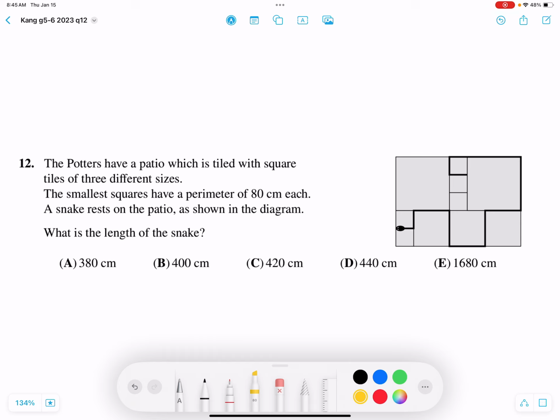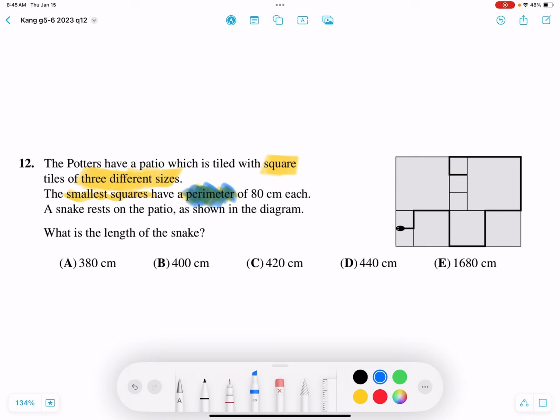which is tiled with squares. Square is important because if we think it's a rectangle or any other shape, then it can mess up our calculations. And of 3 different sizes, that's also important because there's a small, medium, and large kind of shape, okay? The smallest square, so we know which one, has a perimeter. Perimeter is very important. I'm going to highlight that with blue, to show that it's important, okay?